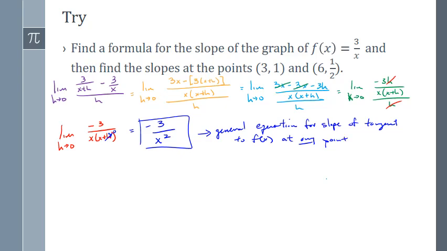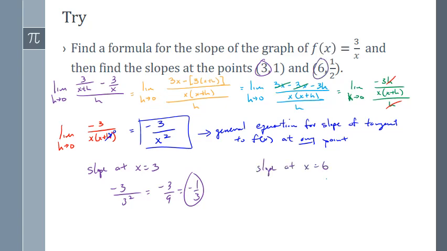Now I can evaluate it. So now, slope at x equals 3. We get negative 3 over 3 squared, which is negative 3 over 9, which is negative 1/3. So my slope at x equals 3 is negative 1/3. And my slope at x equals 6 is going to be negative 3 over 6 squared, which is negative 3 over 36, which is negative 1/12.